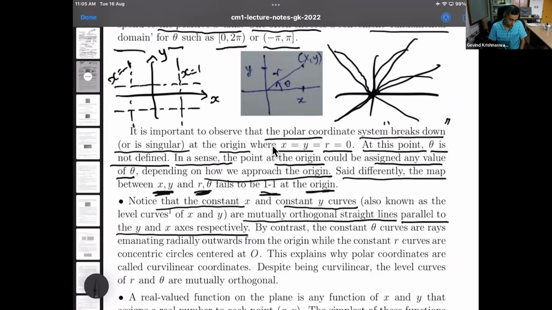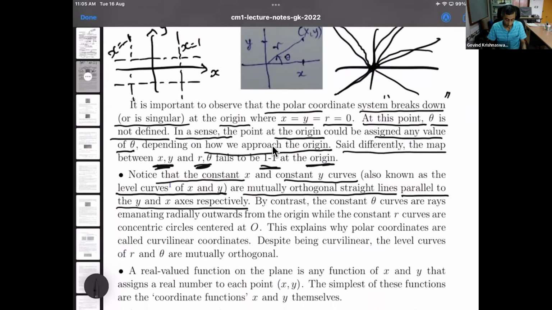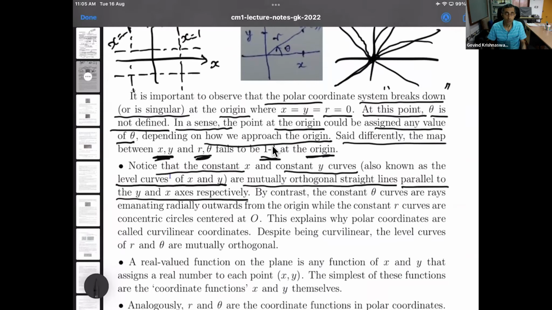These curves are also called the level curves of x and y. A level curve of x is a curve along which x is level, that is, x doesn't change. Any question about this terminology? Okay, now let us extend this to the polar coordinates.